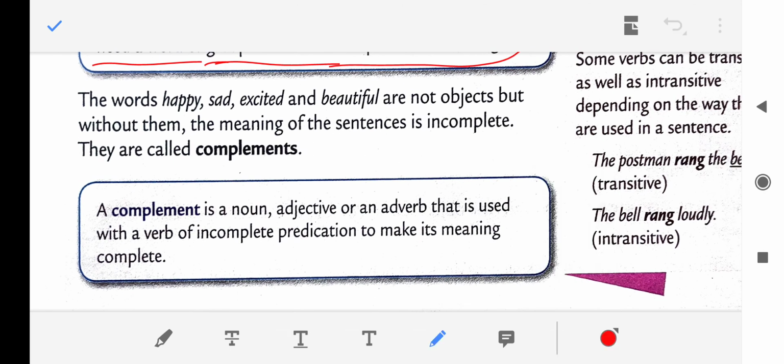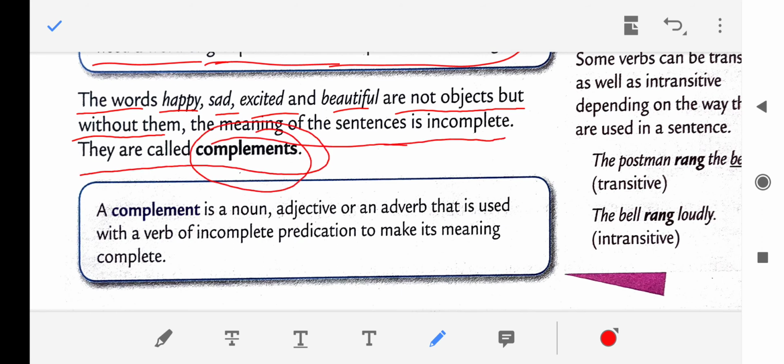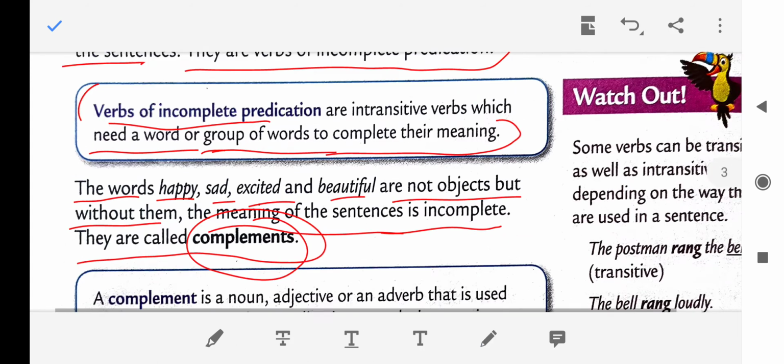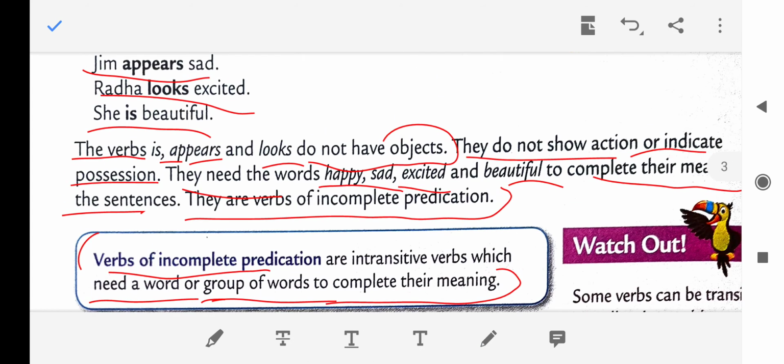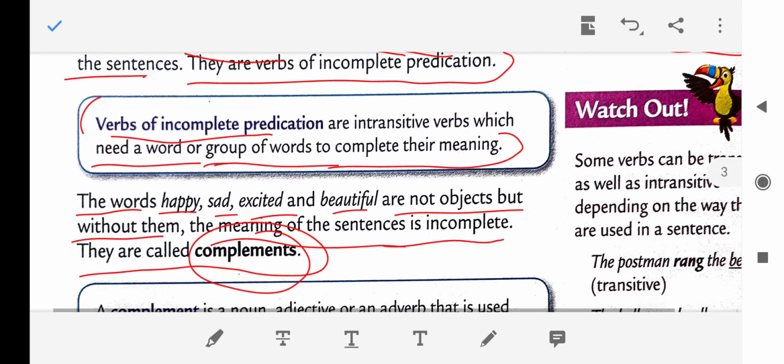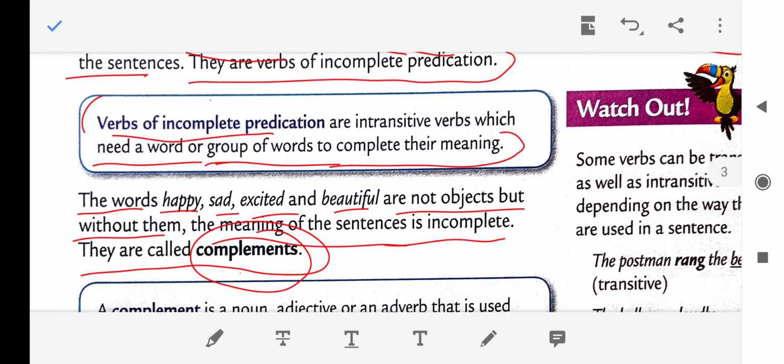Okay, we must read this portion also. The words happy, sad, excited, beautiful are not objects, but without them the meaning of the sentences is incomplete. They are called complements. So what is the difference between these intransitive verbs and verbs of incomplete predication? The verbs of incomplete predication need some kind of complement to complete their meaning, to make the sentence meaningful, but these are not objects, these are complements.